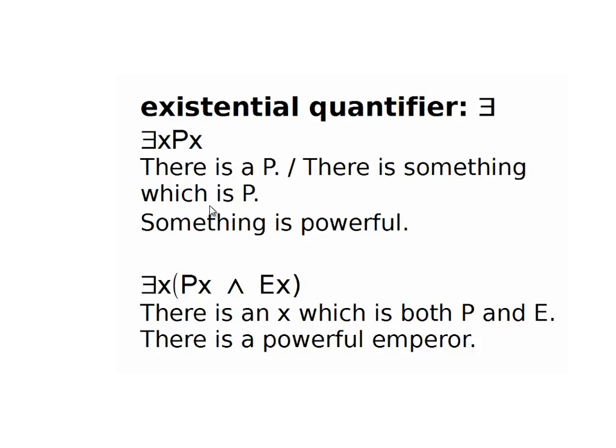So let's take a look at the other quantifier. We call this the existential quantifier, and we use this funny backwards E to represent it. So the simplest kind of sentence, again using P for the predicate is powerful, is ∃x Px. That just means that there is a P, or that there is something which is P. And to clarify, what it really means is that there is at least one P.